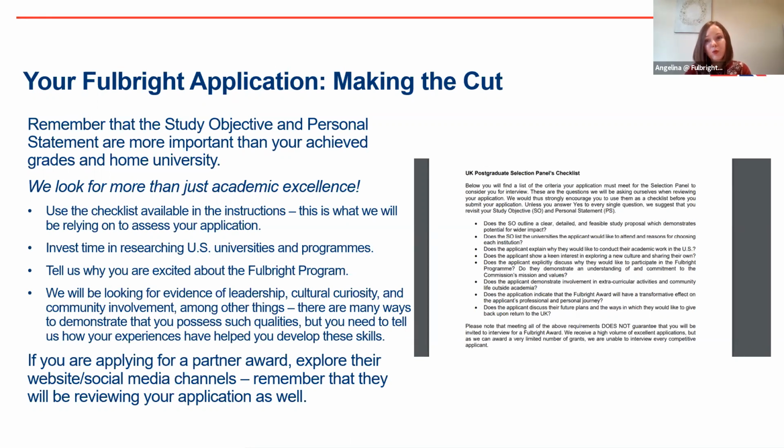And here it is really important to know that we will be looking for more than just academic excellence. Now, I update our country-specific instructions every year, and this year I've added something we call the selection panels checklist. You can see a screenshot on the right-hand side. This is basically a list with the questions which we will be asking ourselves when reviewing your application. So I encourage you to use that as a checklist. When you're going through your personal statement and your study objective, ask yourself whether you've answered all these questions. And if there is something you haven't covered, I suggest that you go back and revise your submissions.